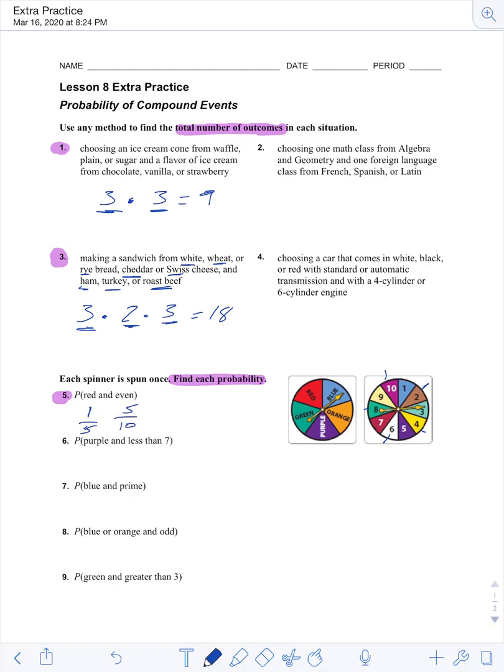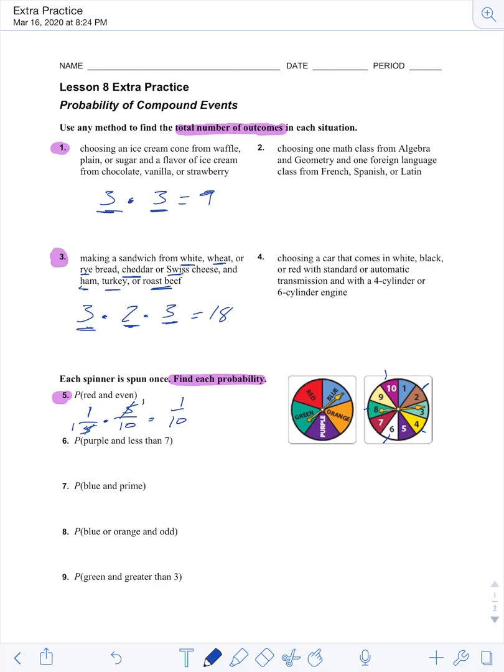And just like above, I'm going to multiply these probabilities, not add. So if I multiply, remember I could cross simplify: the 5 becomes a 1, the 5 becomes a 1, and I could multiply to get 1/10. You would have a 1/10 probability.